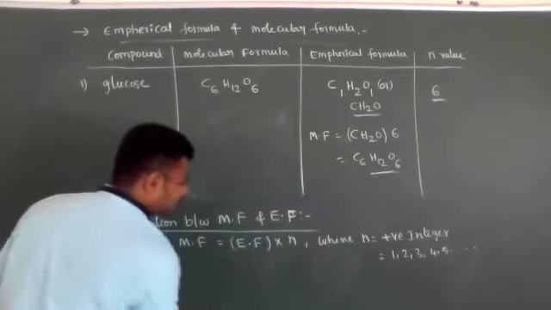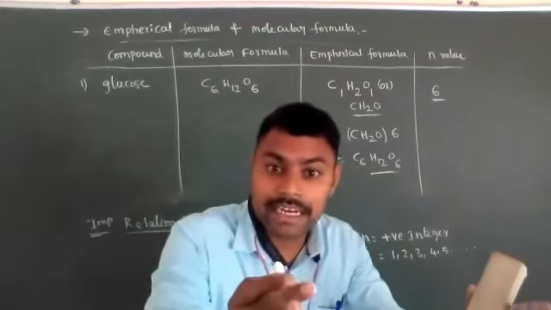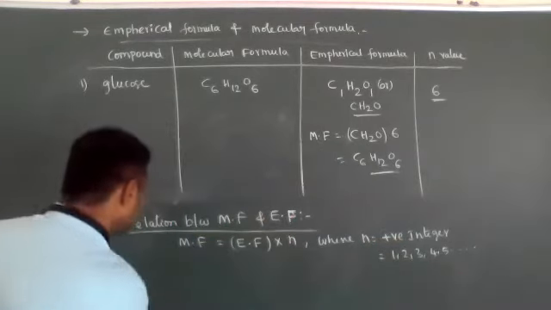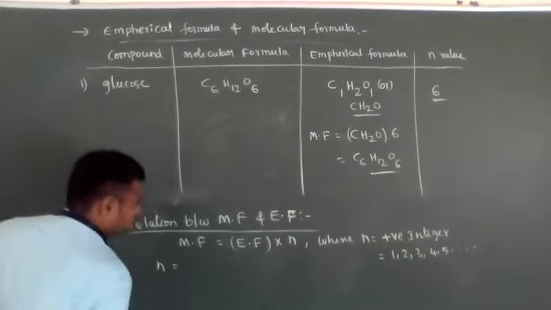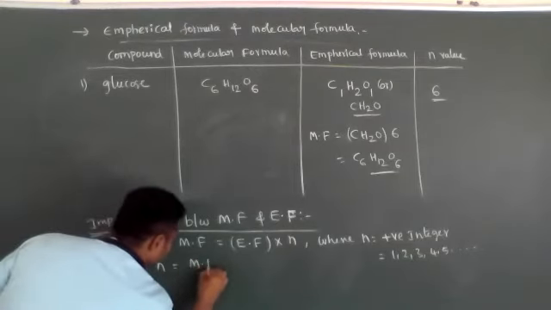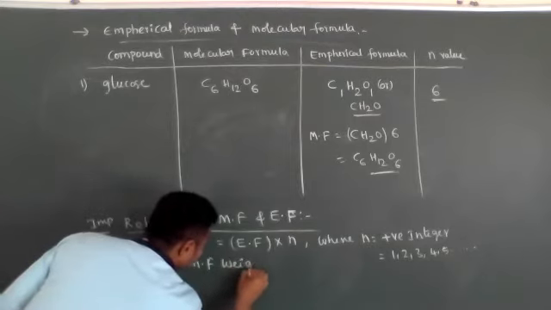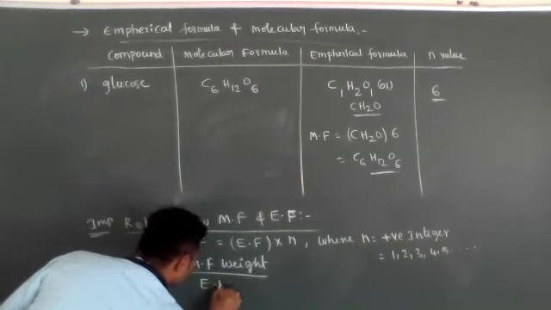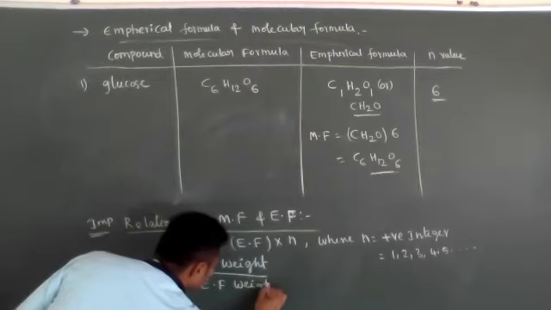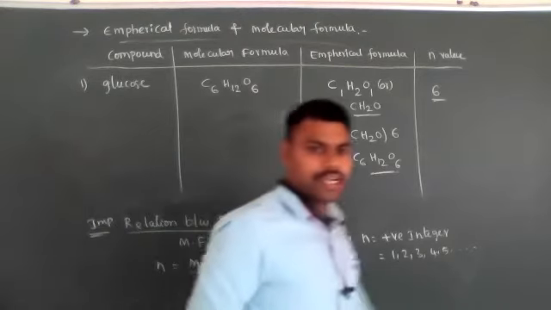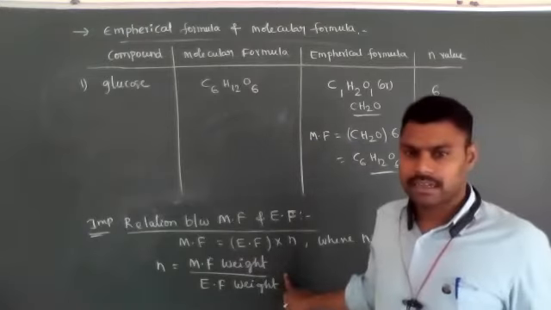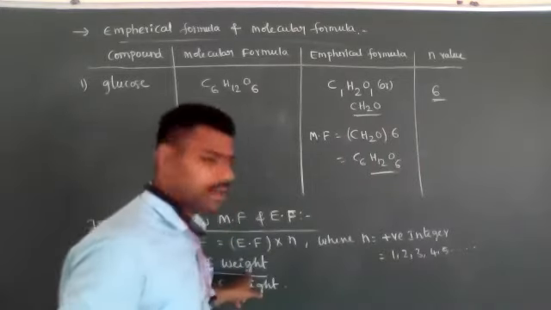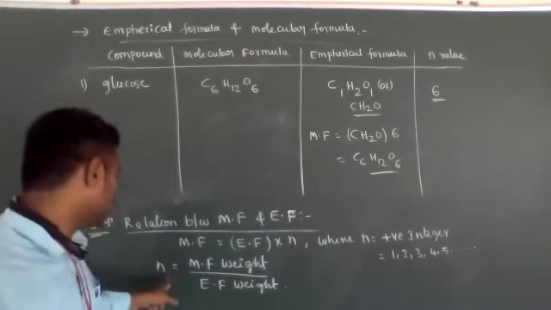Now, sometimes the molecular formula weight and the empirical formula weight are given. Then how to calculate the n value? n is equal to molecular formula weight by empirical formula weight. Then we get the n value. So in terms of weights, if we know both the empirical formula weight and the molecular formula weight, then how to calculate n?